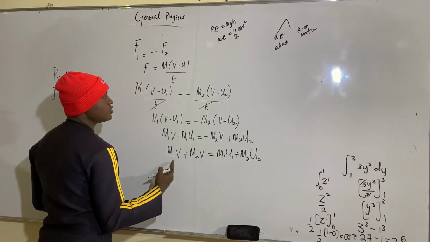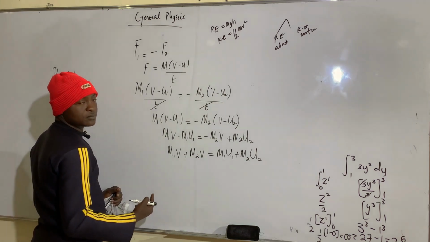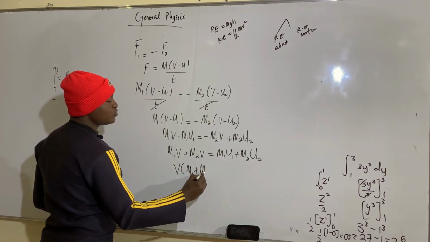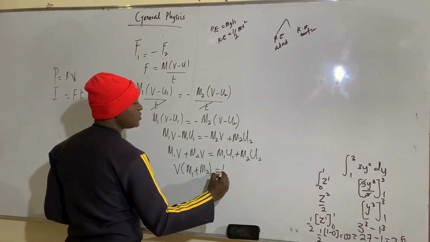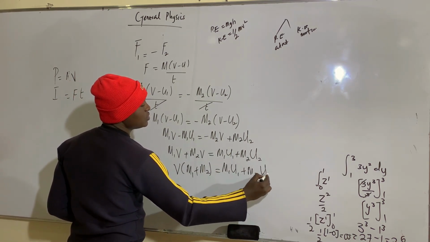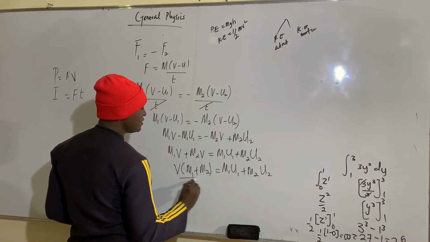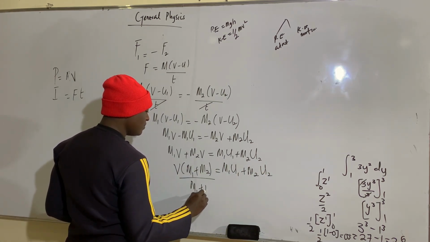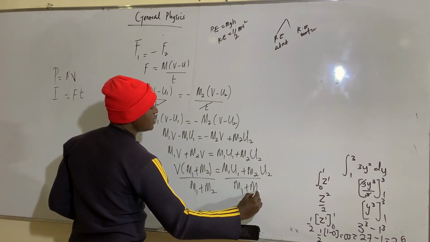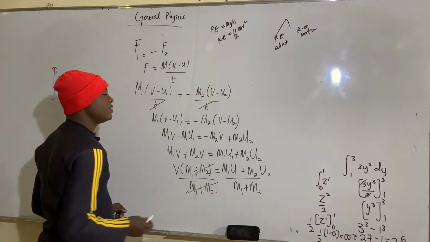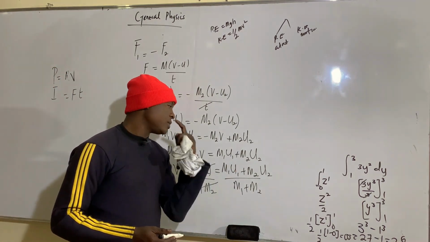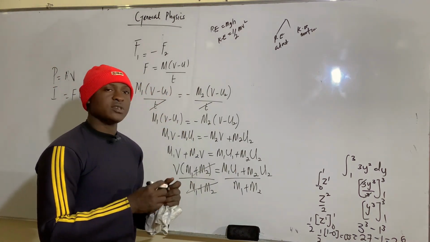So now, if you check this one, what do we have in common? Yeah, good. v, that's going to be m1 plus m2 is equal to m1 u1 plus m2 u2. So since I'm looking for v, I divide both sides by m1 plus m2. This cancels, and we have the common velocity of the two objects is equal to m1 u1 plus m2 u2 divided by m1 plus m2.